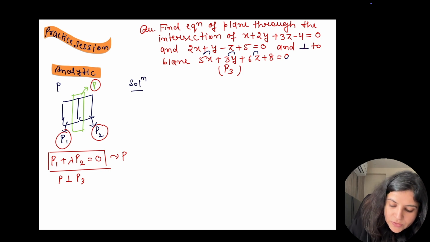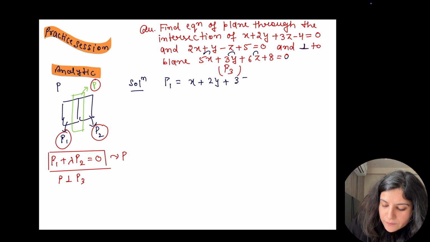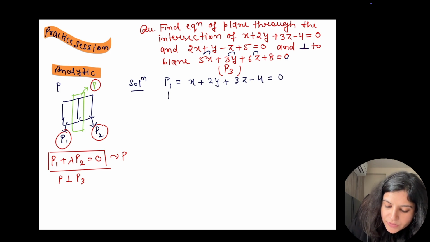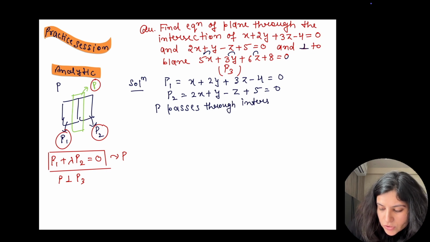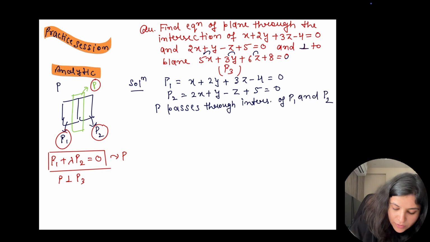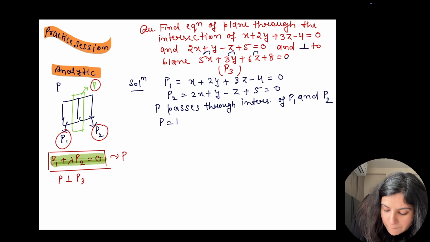So we have P1 is x plus 2y plus 3z minus 4 is equal to 0 and P2 is 2x plus y minus z plus 5 is equal to 0. Now P passes through the intersection of P1 and P2. So P will be equal to P1 plus lambda P2 is equal to 0.